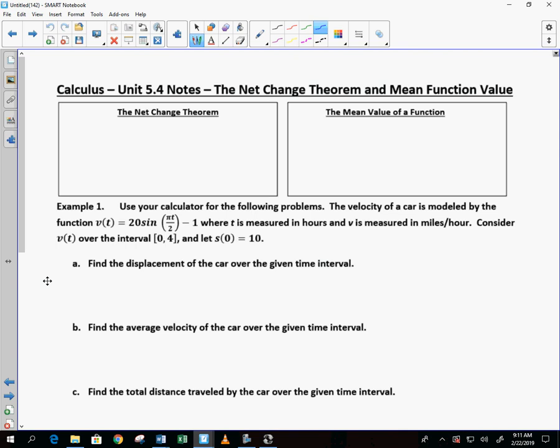Net change theorem says this. The integral from a to b of f prime of t dt is equal to f of b minus f of a. So basically, when you do the integral of a rate function, you get what we said yesterday was the total distance traveled. I'm sorry, not total distance traveled, the displacement.